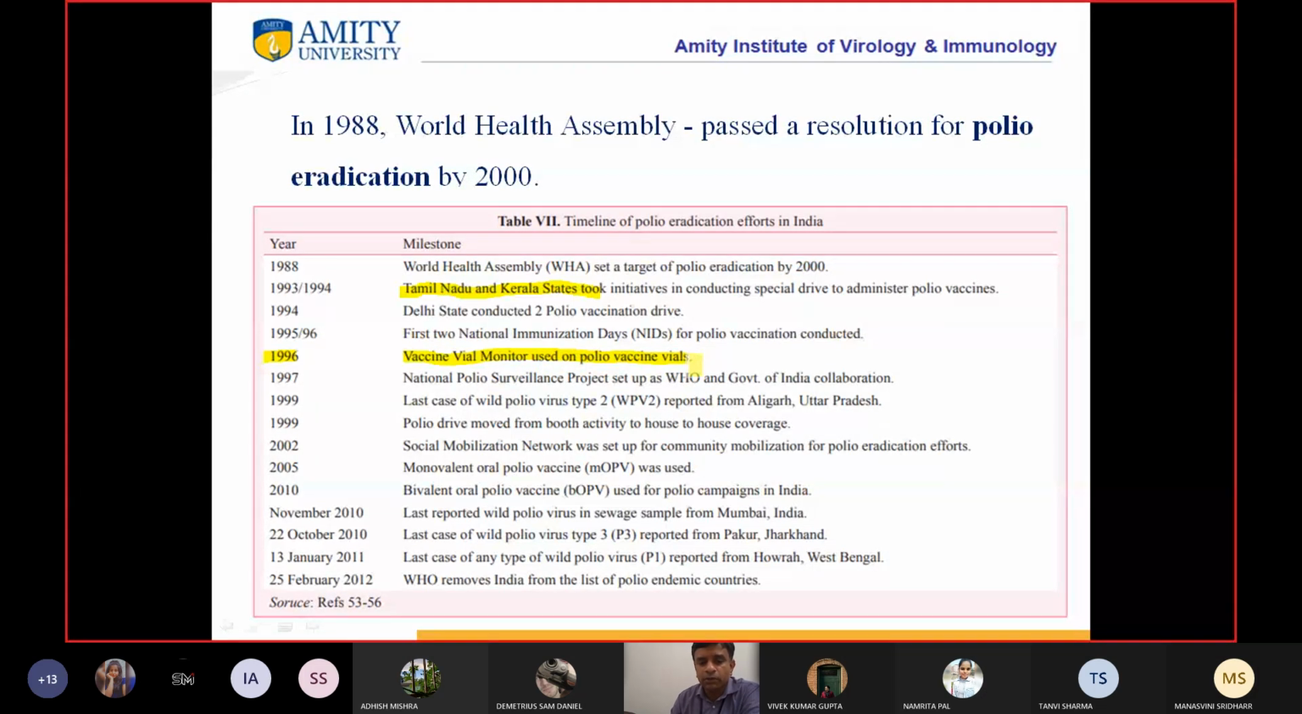So I will be talking about vaccine vial monitors in the next class just after this. Okay, we just have 4 minutes left in this class, so I'll just talk about polio eradication in this. Okay, we'll talk about vaccine vial monitor, but this was a very good step, and it told you if the vaccine is still effective or not. So it tells us about the vaccine efficacy, right?